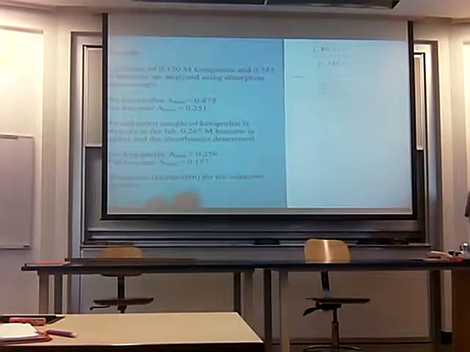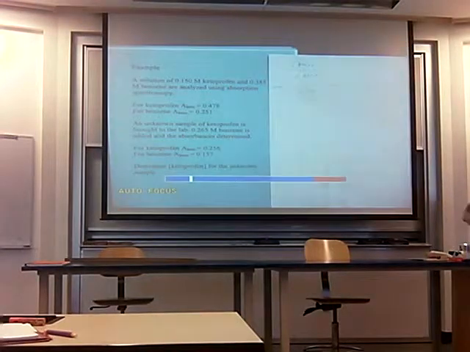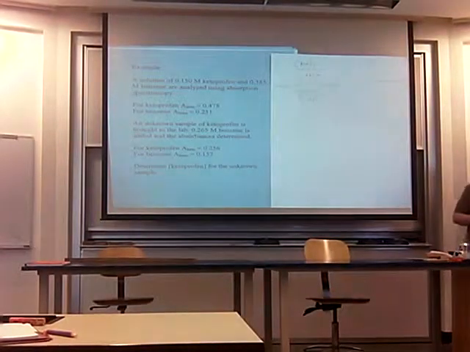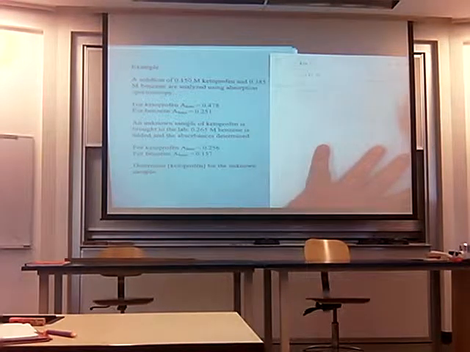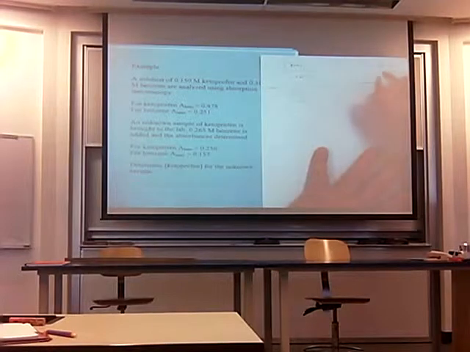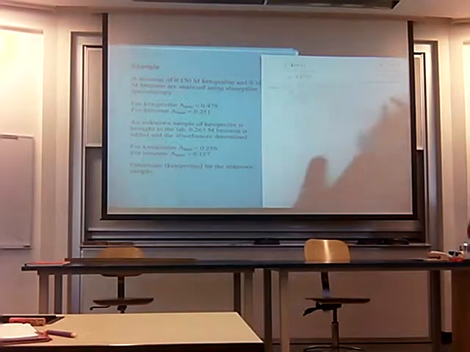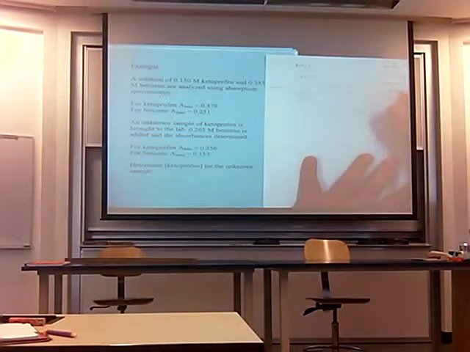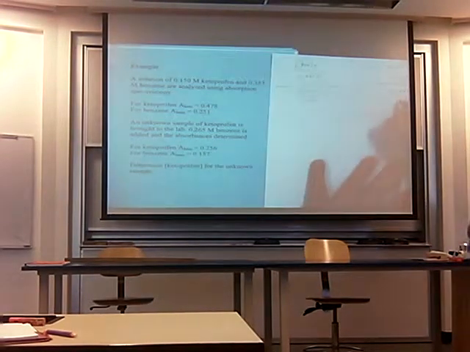And that will be equal to, in the numerator, the absorbance of ketoprofen from the unknown solution, 0.256, over the absorbance of the benzene of the unknown solution, 0.157, over the absorbance of the ketoprofen of our known solution, 0.478, over the absorbance of the benzene in our known solution, 0.251.